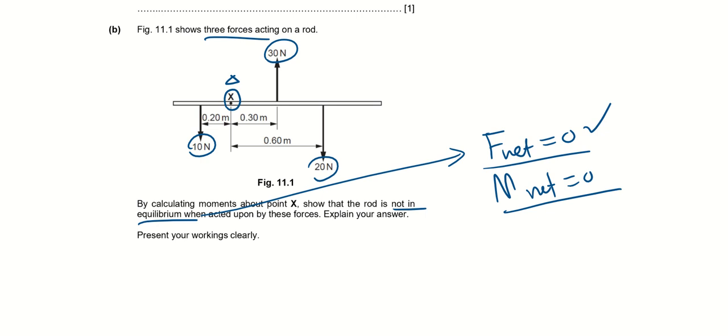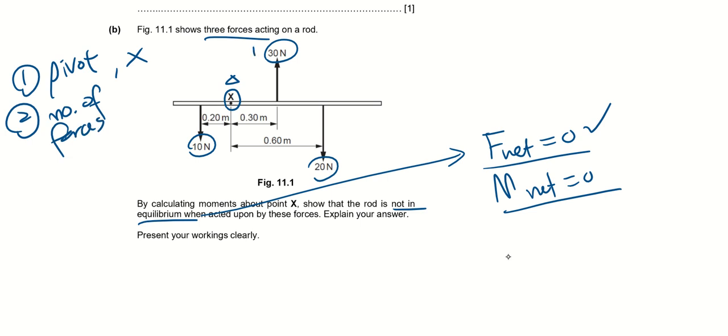So first of all, we need to find where the pivot is. They have already identified X to be the pivot. Then the number of forces is our next step. We have 3 forces, 1, 2, and 3. So I'm going to annotate it this way. This is step 1, this is step 2, step 2, step 2. Then if I have 3 forces, that means step 3, I'm going to have 3 perpendicular distances.